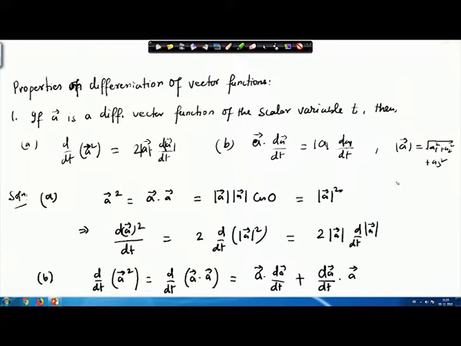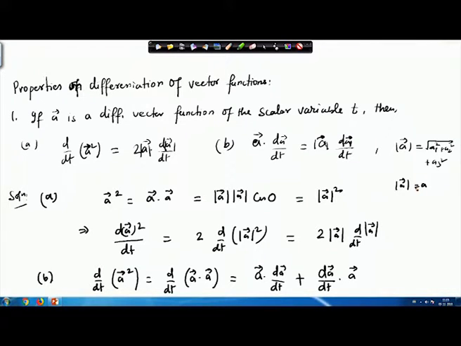You can also say, let us call mod of A a scalar function, small a, without any vector notation. So, this a is basically a scalar. Instead of writing mod of A, we can replace mod of A by a. Then in that case this one will be d/dt of vector A squared equals 2 times a times dA/dt.